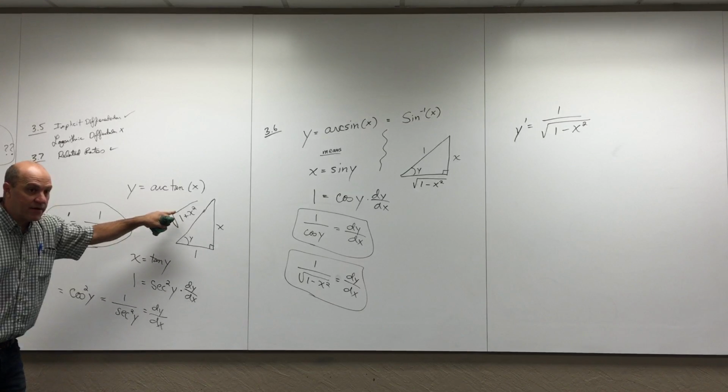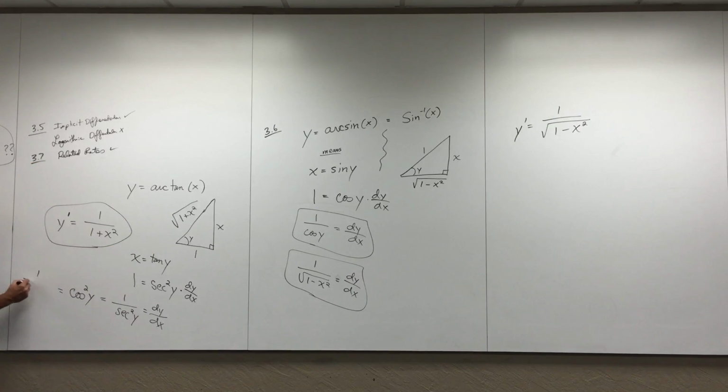Adjacent over hypotenuse. Wait a minute, I screwed that up. Oh, that's a plus sign. Adjacent over hypotenuse, and then it needs to be squared. Which gives me that. It's a beautiful circle. Kind of circle.